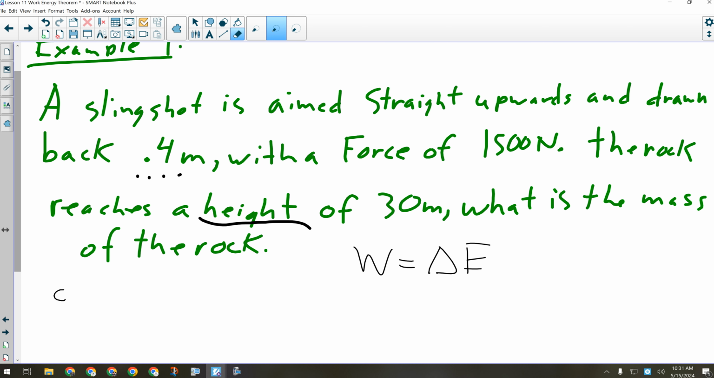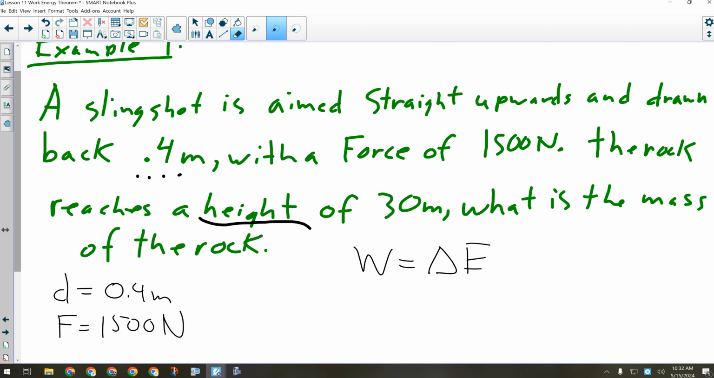Exactly. I read the question, and I see within the context that that's not telling me this is a starting height. It's telling me the slingshot was pulled back this far. I have to read the question and get it from the context. So D is 0.4 meters, and it uses a force of 1,500 newtons. I'm sorting out my givens as I read through the question for the second time.